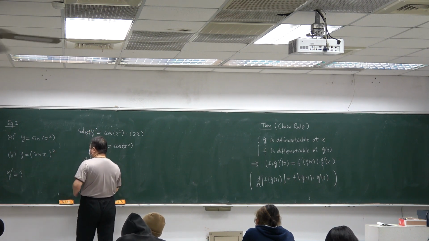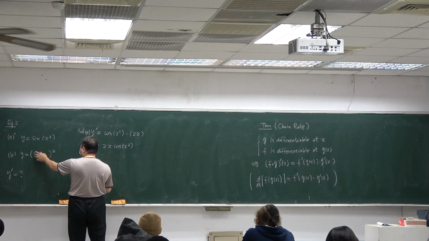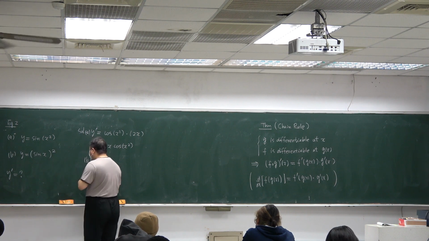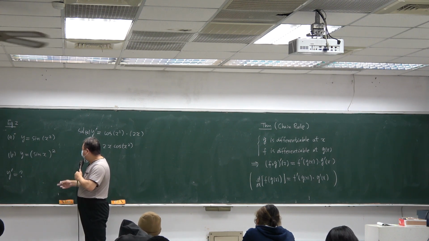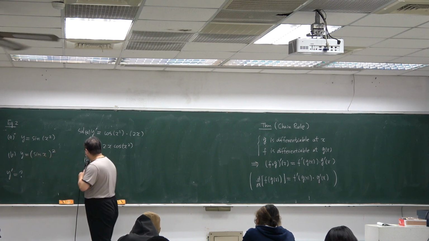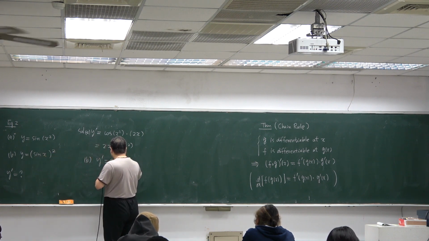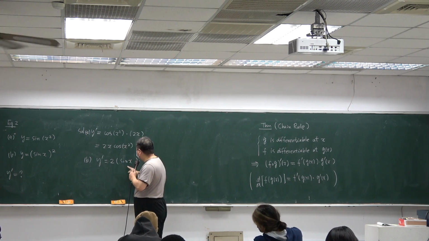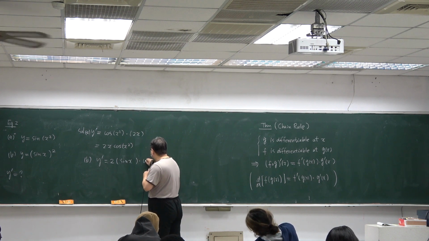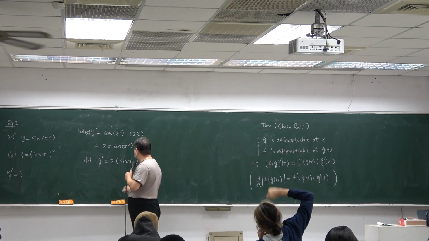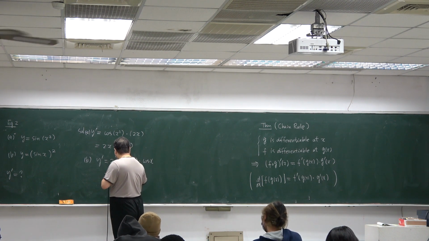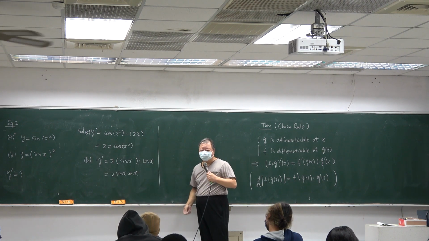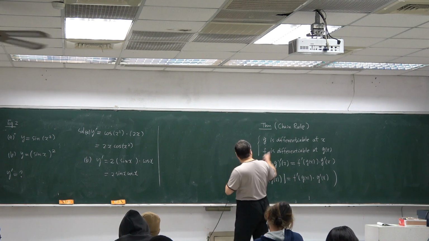For b, x is mapped to sine x. Oh, the trigonometric function first. Then squared, a power function last. So differentiate the outer function, the last function, 2 times this one times the derivative of the inner one. The derivative of sine is cosine. Wow, very good. Cool, huh? Chain rule.